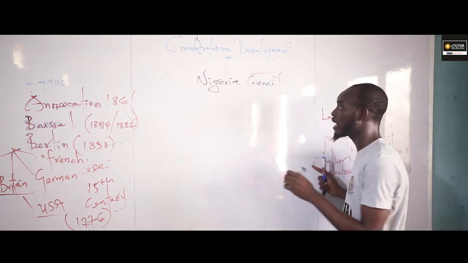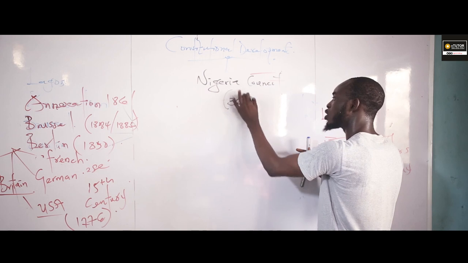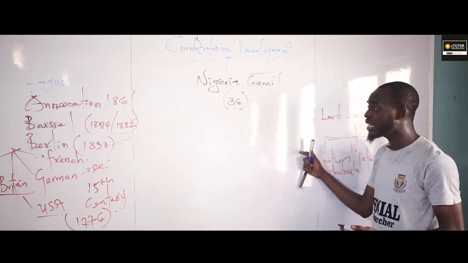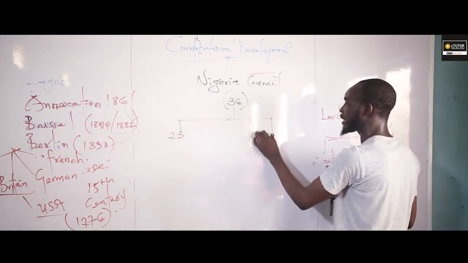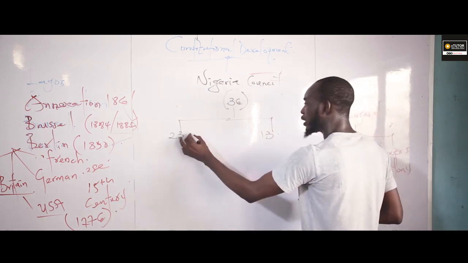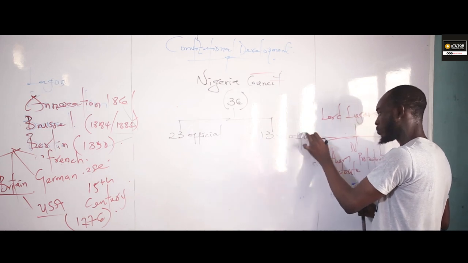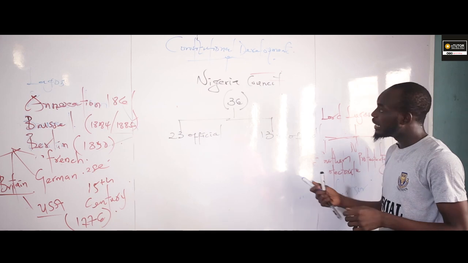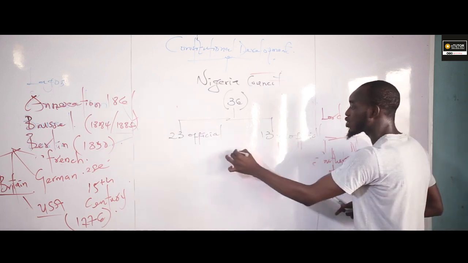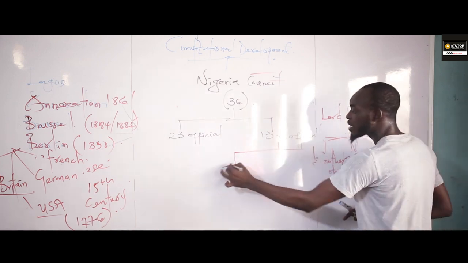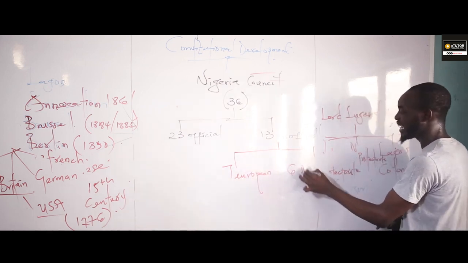Now, after he introduced the Nigeria Council, we have the total number of members there. The total number of members that we have under the Nigeria Council is 36. We have 23 official members and 13 unofficial members. Do you understand? Now, these 13 unofficial members were further subdivided into 2. We have 7 representing the Europeans, and which one? 6 representing what? Nigerians.